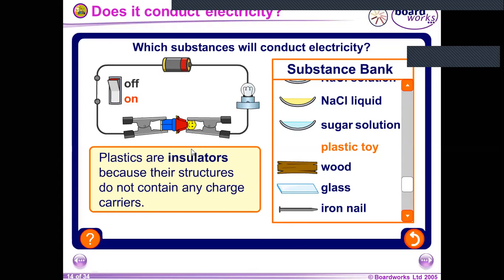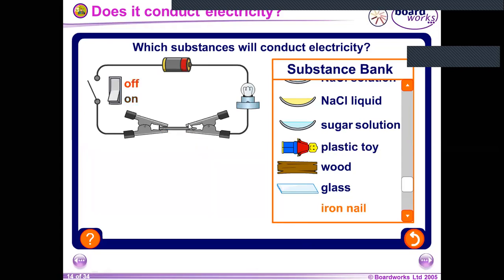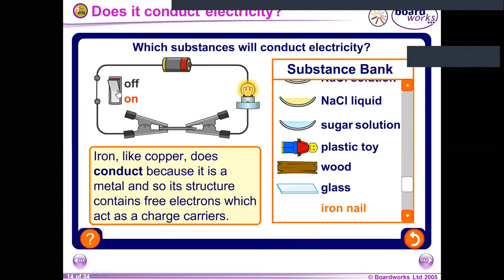Let's try the iron nail instead of the plastic toy. It's gonna work, yes. So that means this iron nail is a conductor. It allows electricity to move through it.